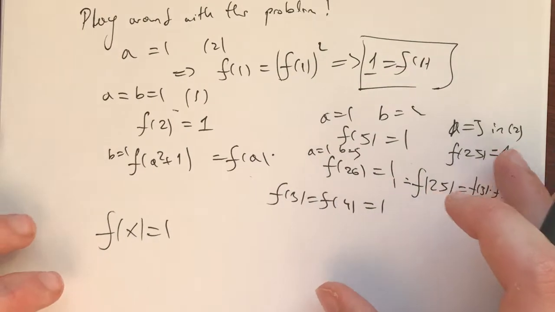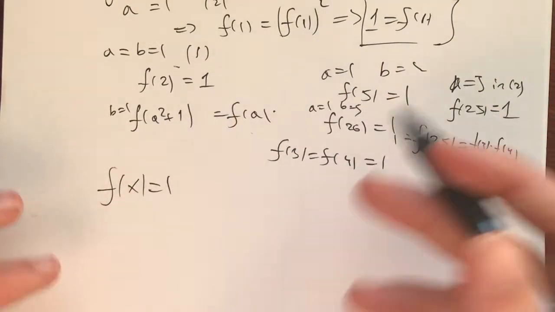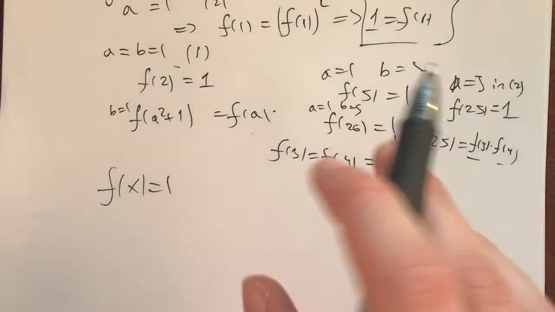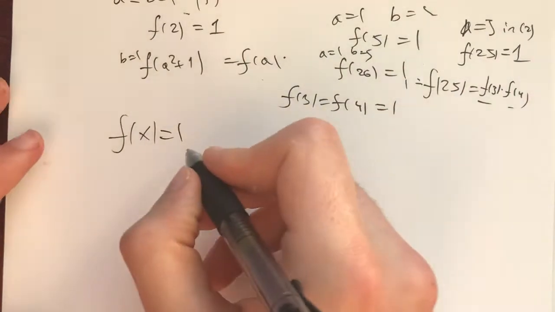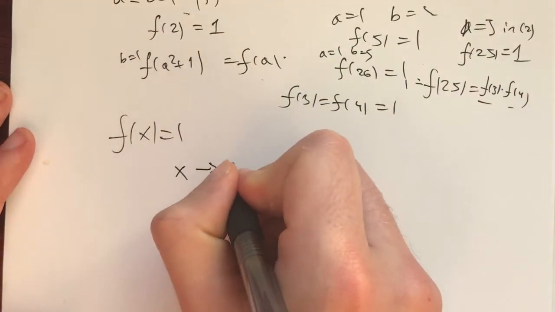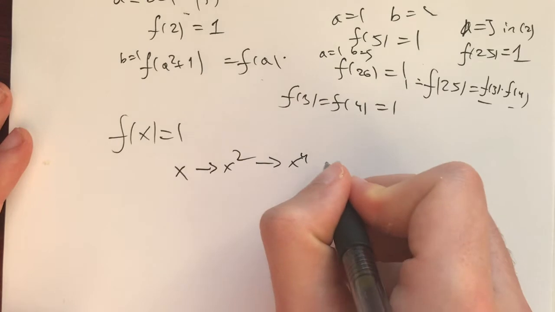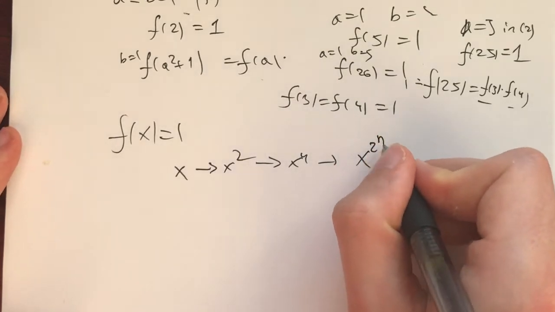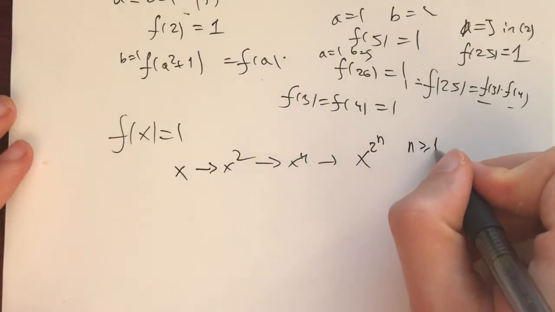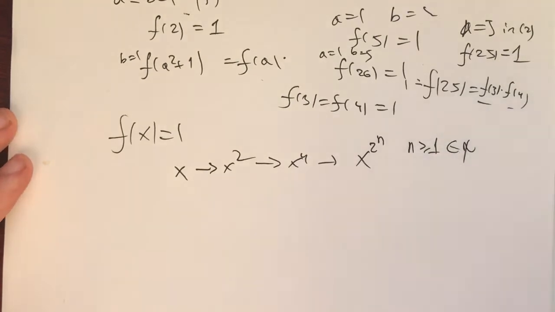I have some playing around. Let's maybe play around a bit more and then go back to the big picture. That seems like something I would do. So if I have x, I have x squared, I have x to the power of 4, I have x to the power of 2 to the n for every n greater than or equal to 1, a natural number. Woohoo!